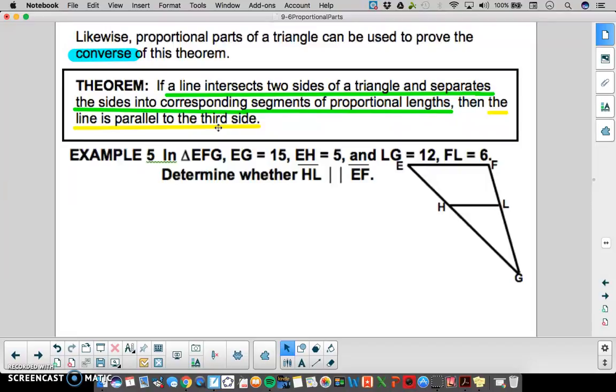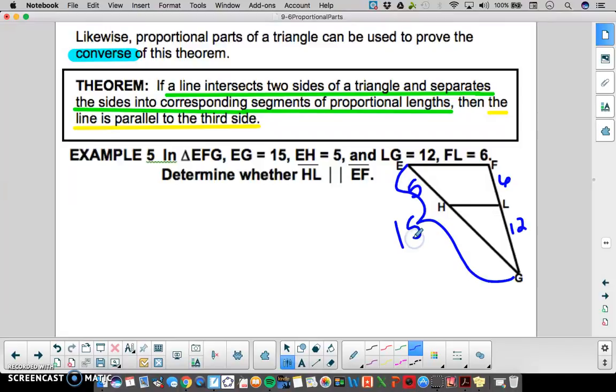Notice that we're given different information. In this one, we're given that EH is 5, LG is 12, FL is 6, and that EG is 15. So we know this entire segment is 15. We want to determine whether HL will be parallel to EF. And we're going to do that by proving that those pieces that were given are proportional.